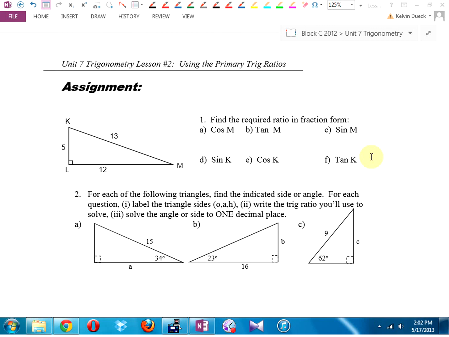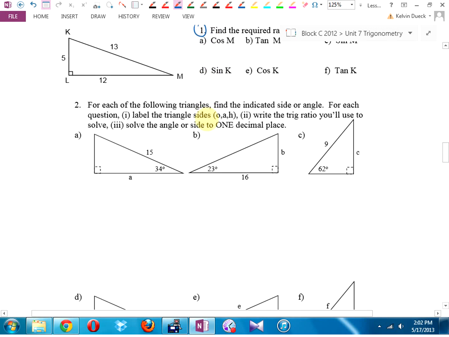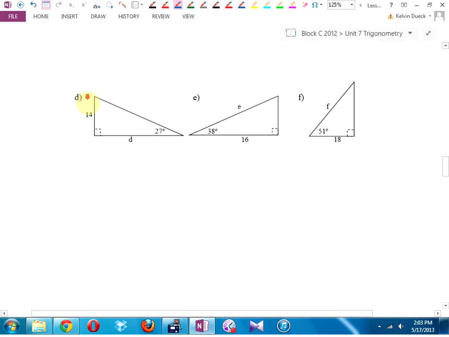What's your homework? Number one is just like we did last day. It's saying find the ratio in fraction form. I haven't given you the angle, so cosine of m is just going to be the adjacent divided by the hypotenuse. Don't need to worry about the shift button or anything yet. I didn't say find the angle, I just said find the ratio. However, number two, all. It says for each of them, find the indicated side or angle. Label the triangle sides, O, A and H. Write the trig ratio, and then solve the angle or the side to one decimal place.